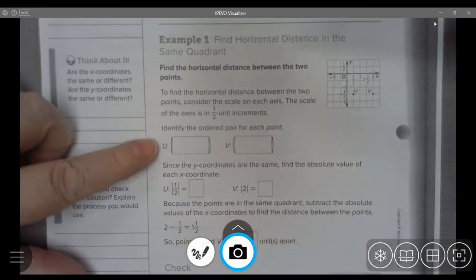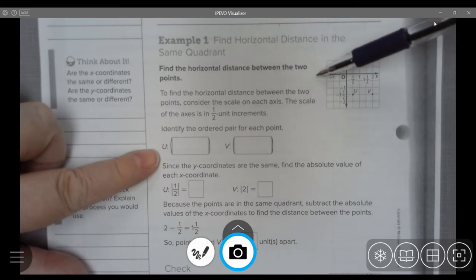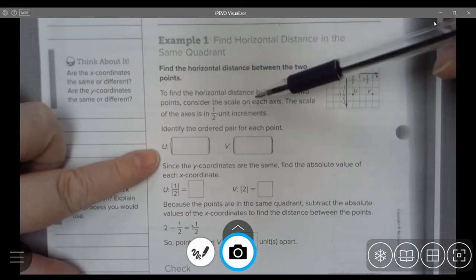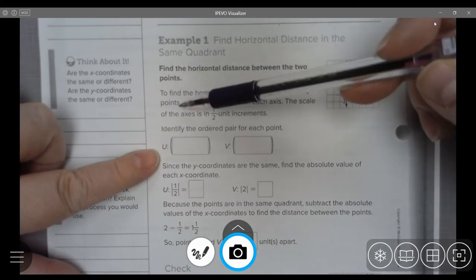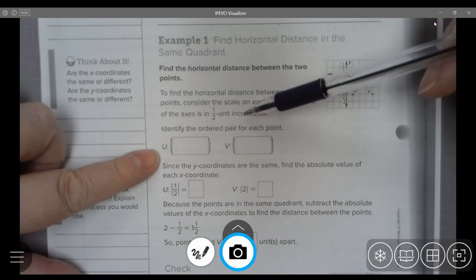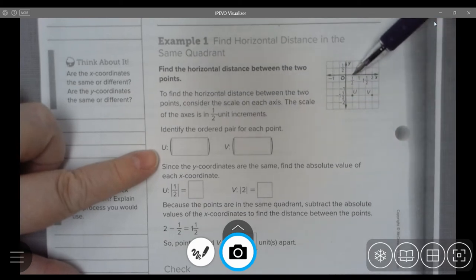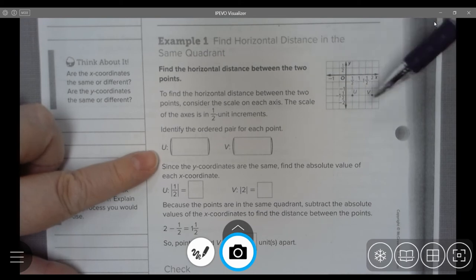So I'm going to look here, find the horizontal distance between the 2 points. Consider the scale on each axis. The scale of the axes is half-unit increments. So I have 1/2, 1, 1.5, 2. This is +1/2. If I'm going below, it would be -1/2, -1, -1.5, -2. So I'm going to look at these two points, U and V.